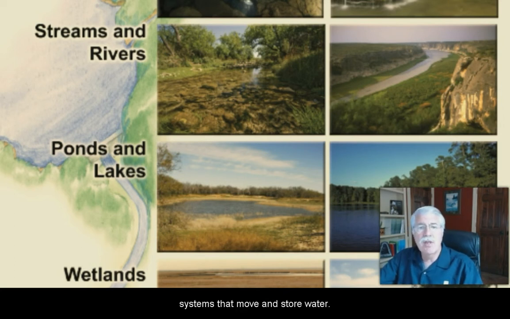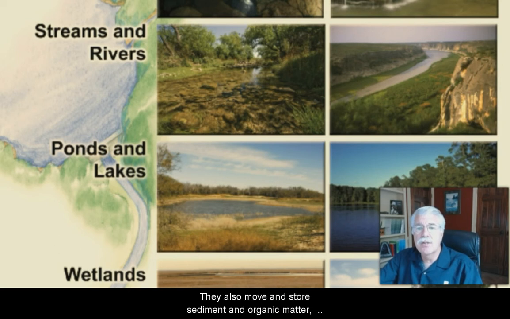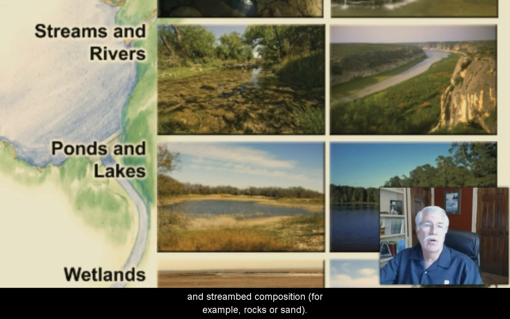Streams are ever-changing ecosystems that move and store water. They also move and store sediment and organic matter, such as the leaves or other organic matter, insects and such that fall into the water. Texas has different kinds of streams that vary from one end of the state to the other. Streams have different sizes, shapes, lengths, flow rates, plants, animals, water quality, and stream bed composition. For example, stream beds could be made of rock or made of sand.